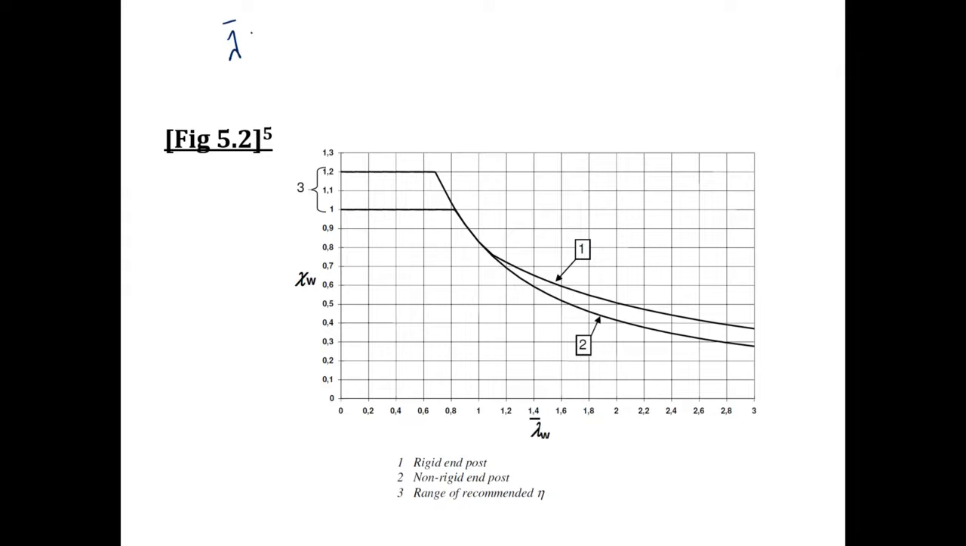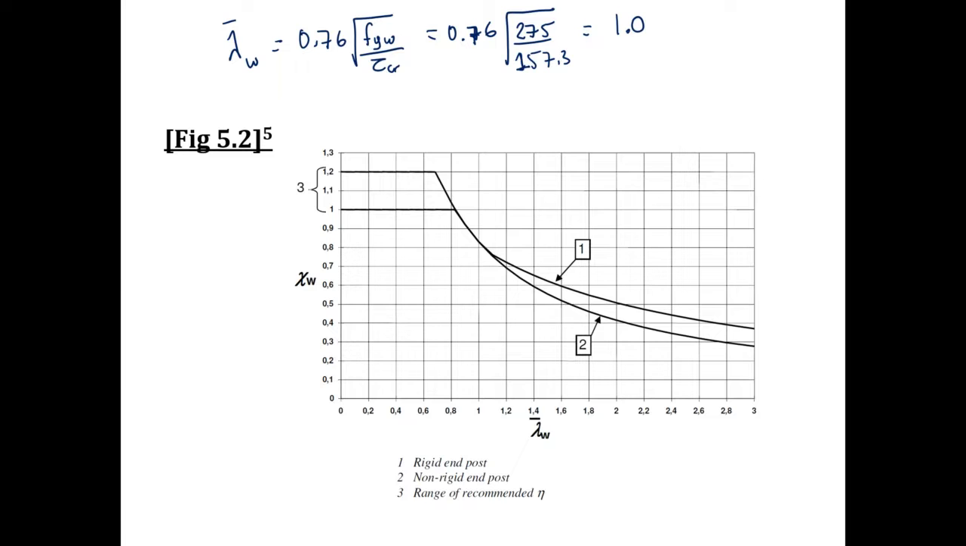Okay, so the normalized slenderness value, we said it's 0.76 into the square root of fy of the web divided by this elastic critical buckling capacity, which is 0.76 into the square root of 275 over the value that we just worked out, which is 157.3. So that normalized slenderness value is going to come out to be equal to 1, I think.